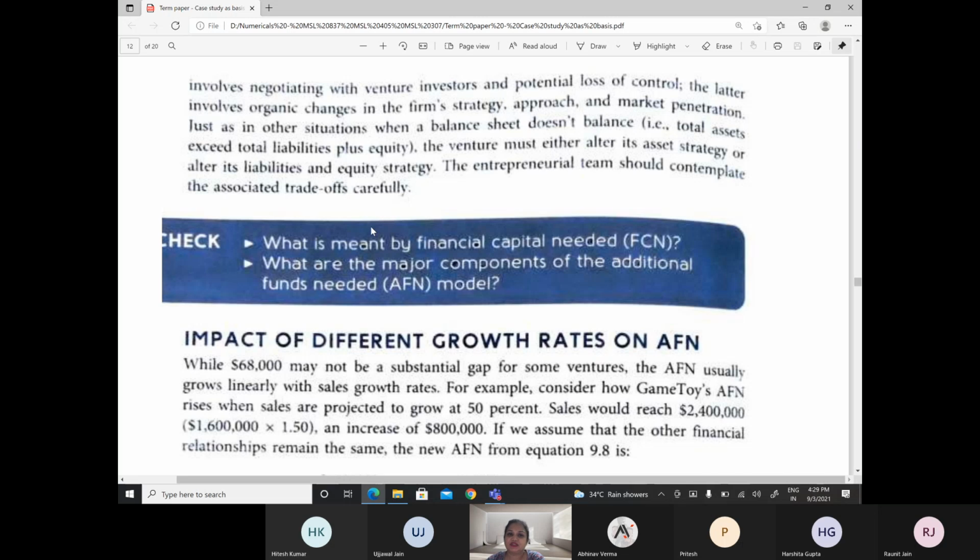Just as in other situations when a balance sheet doesn't balance, that is total assets exceed total liabilities plus equity, the venture must either alter its asset strategy or alter its liabilities and equity strategy. So the entrepreneurial team should contemplate the associated trade-offs carefully. So the entrepreneurial team should see, is there any way in which we can increase the operating efficiency of a venture, in which case we can generate more earnings and just plow that back into the business, or we have no option but to dilute our ownership and to sell our equity to get more funding from outside.